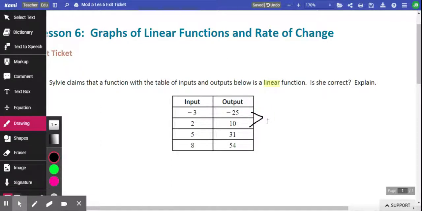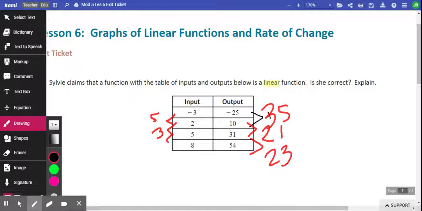So between these two here, we have, bear with me, guys. Okay, maybe not. We have 35. Between these two, we have 5. Between these two, we have 21. Between these two, we have 3. Between these two, we have 23. And between these two, we have 3.